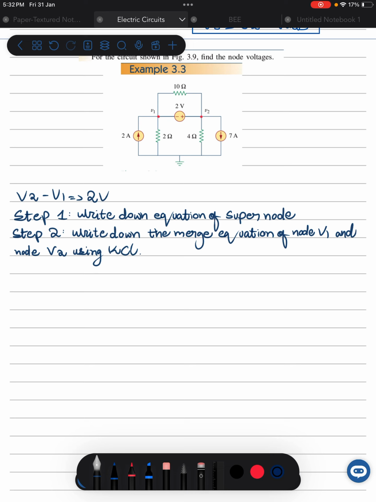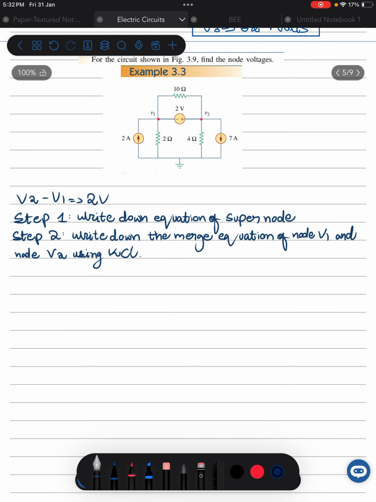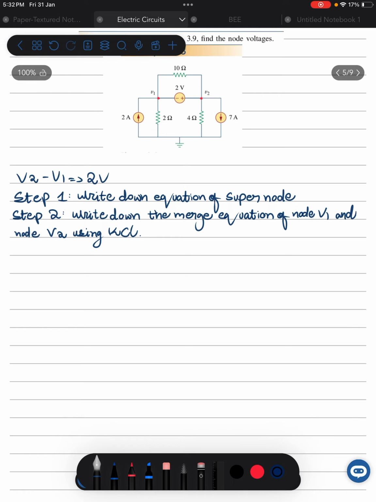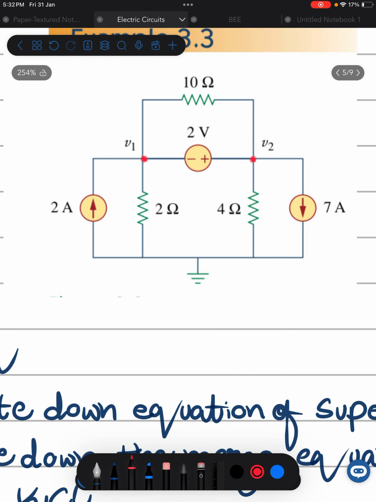Now we need to understand what KCL is. KCL is Kirchhoff's Current Law, which states that current entering a junction is equal to current leaving the junction. So let us first identify the direction of current flowing in the circuit. The current is going into node V1 and going out of node V2, and then it is going to the ground node.